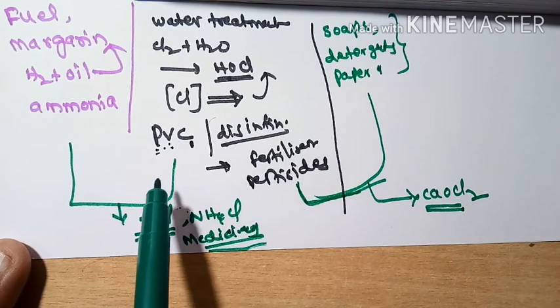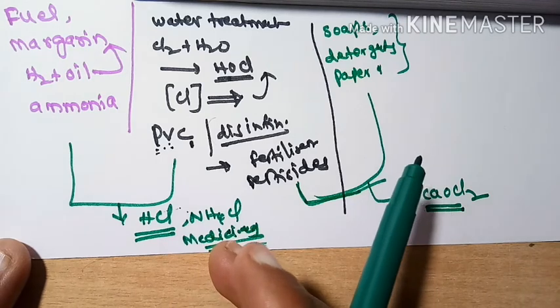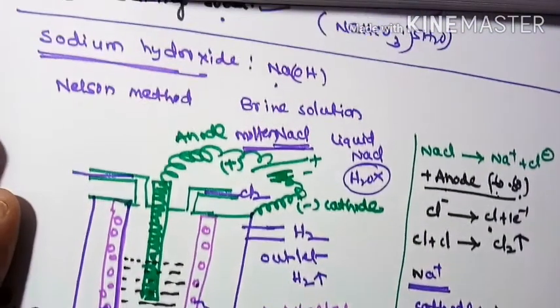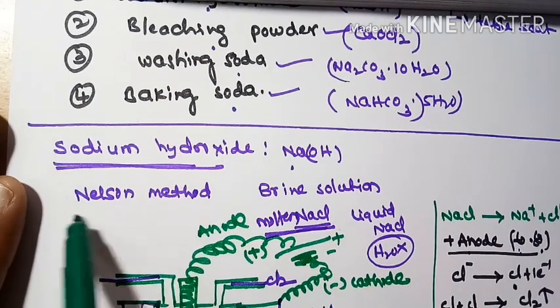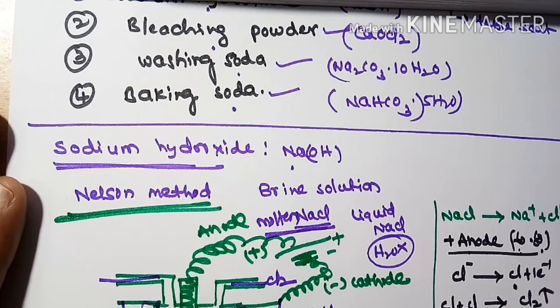So this is the concept related to the preparation of sodium hydroxide from common salt by using which method? Nelson's method. In this Nelson's method we got sodium hydroxide. Along with sodium hydroxide, two important byproducts we got. Those are hydrogen and chlorine. Okay.